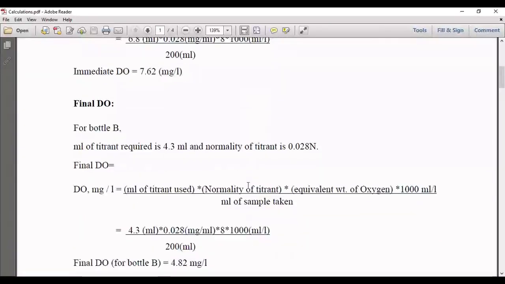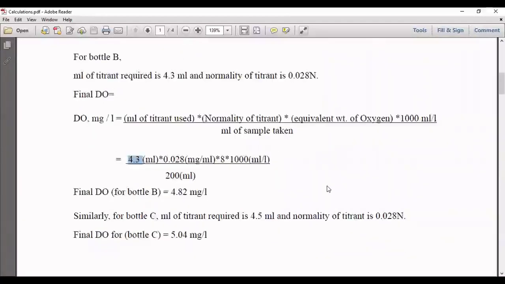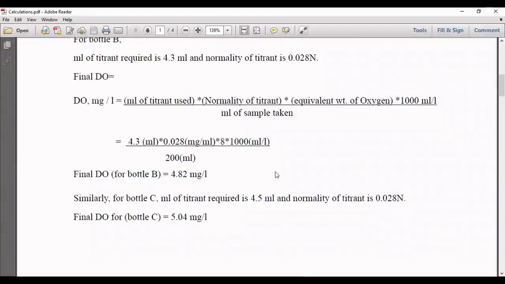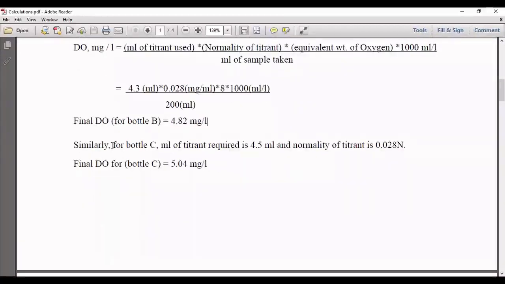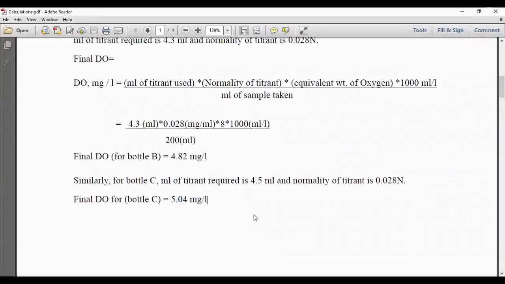Similarly, for finding out the final DO values, I have put two bottles, that is bottle B and bottle C. So for bottle B, I required 4.3 ml for the titration purpose. Again, the normality of the titrant was 0.028 only. So the final DO value by putting 4.3 ml comes out to be 4.82 mg per liter. Similarly, for bottle C, the titration was also done, and 4.5 ml of titrant was required. The normality of the titrant was 0.028 normal, and now the final DO, putting the values in the same formula, comes out to be 5.04 mg per liter.